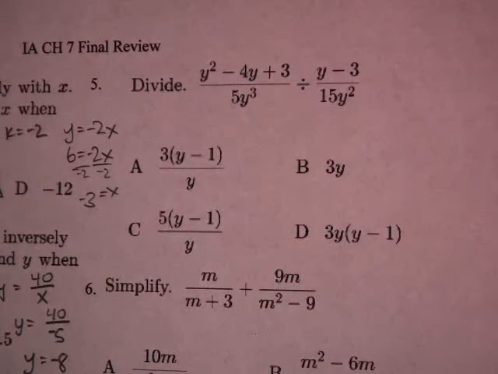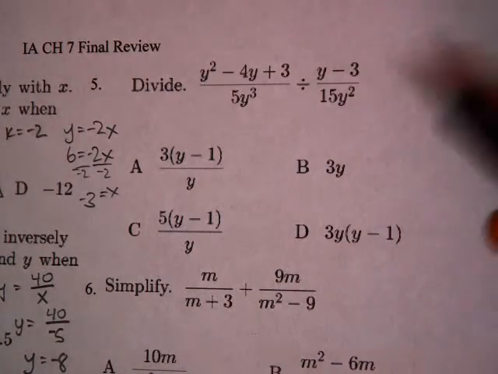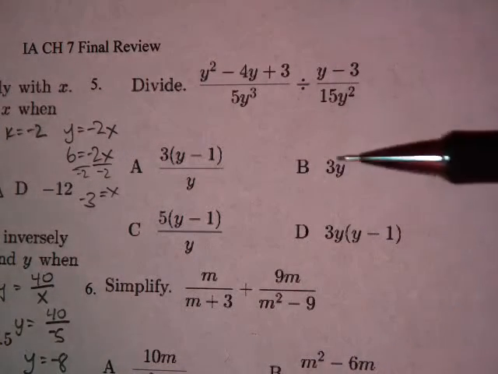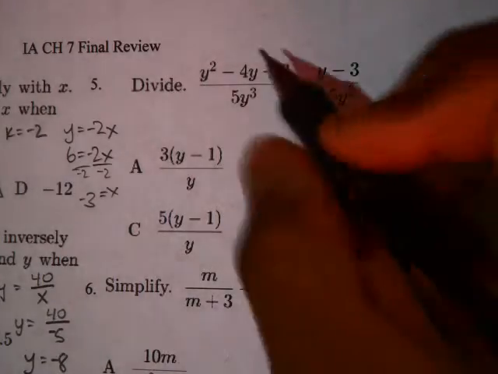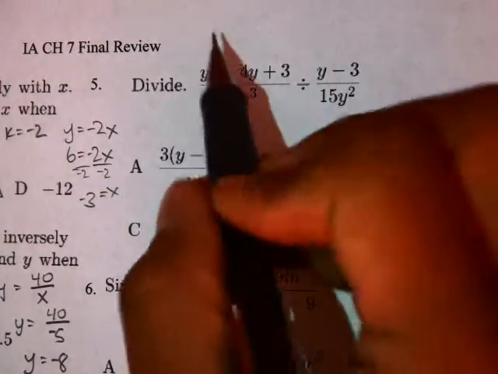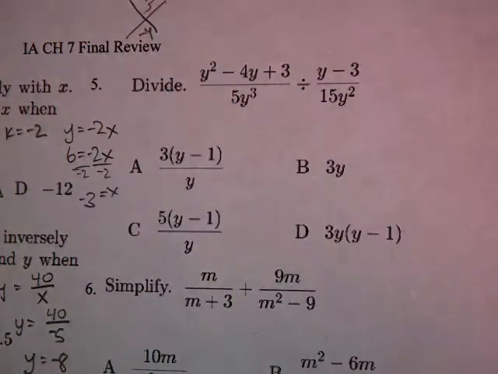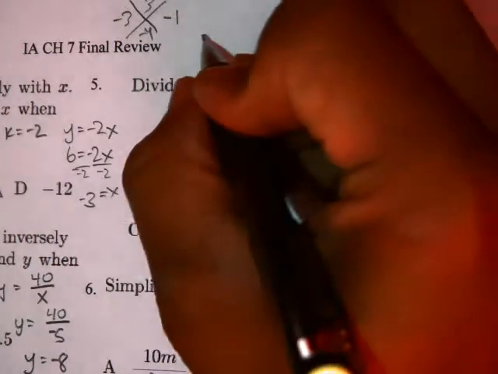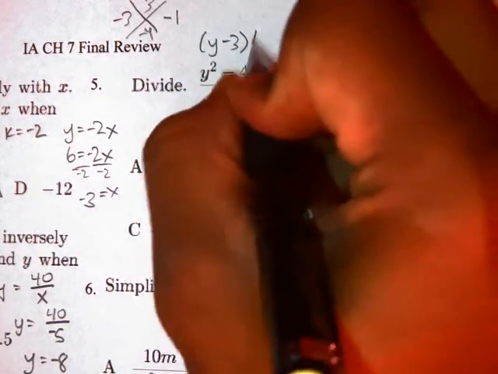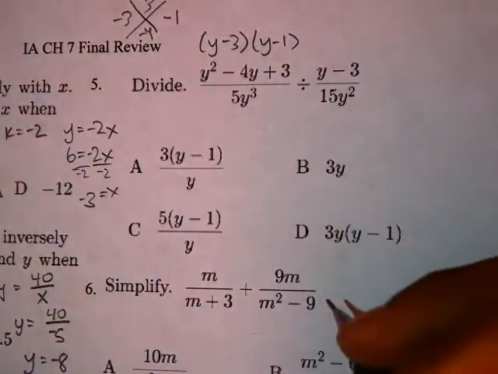In number 5, we're asked to divide. So it's like multiplication. We're going to factor and reduce. The only thing different is that we need to take the reciprocal of the second fraction and change it to a multiplication problem. So the first fraction, y squared minus 4y plus 3: to factor that, I need to think what multiplies to 3 and adds up to negative 4. Well, that's negative 3 and negative 1. So that's y minus 3, y minus 1 on the top.